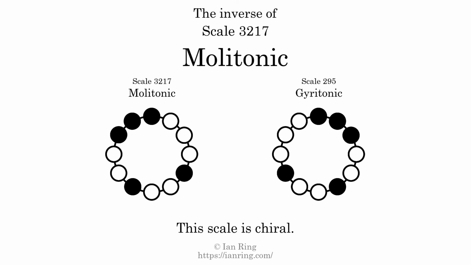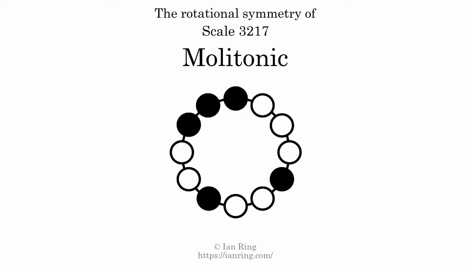The inverse of a scale is a mirror image. It is what you get when the sequence of intervals is reversed. The inverse of this scale is scale 295, also known as gyrotonic. This scale is chiral. It cannot transform into its inverse by rotational transformation. This scale has no rotational symmetry.